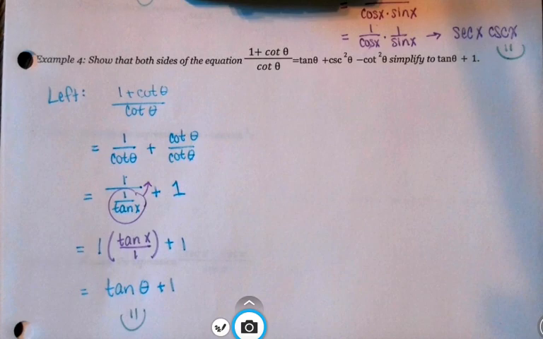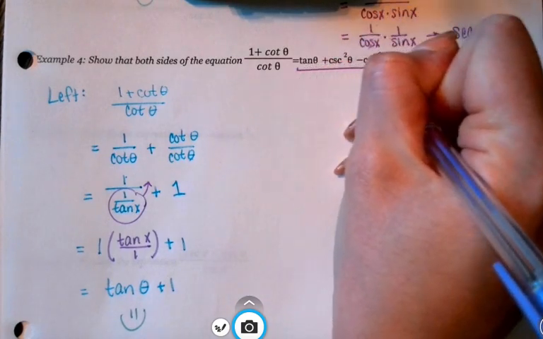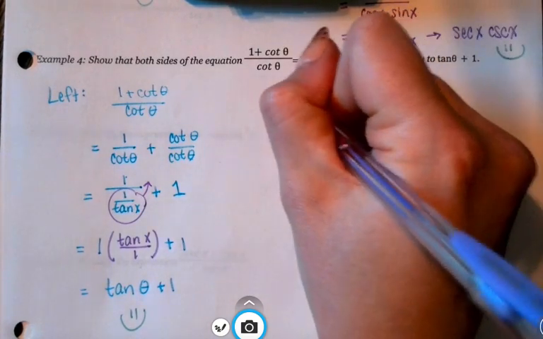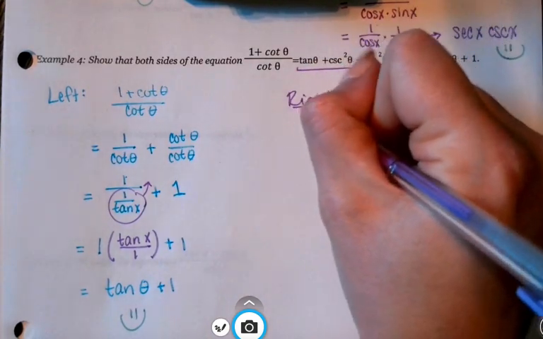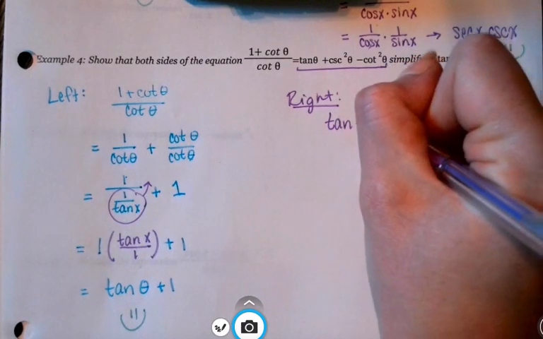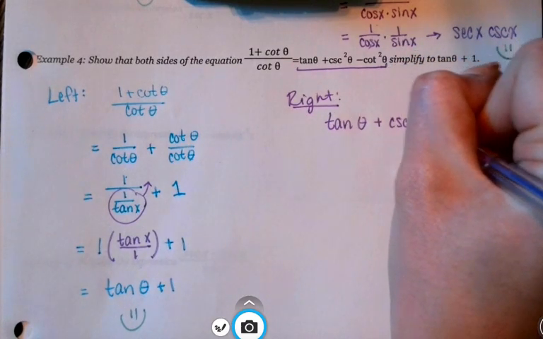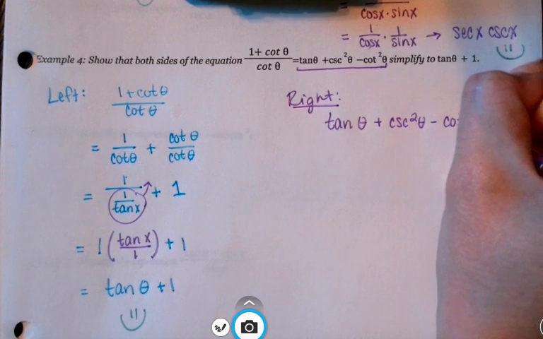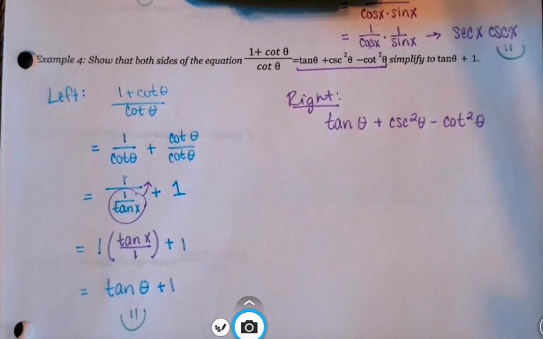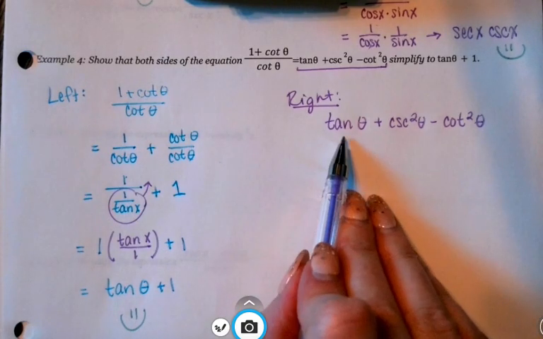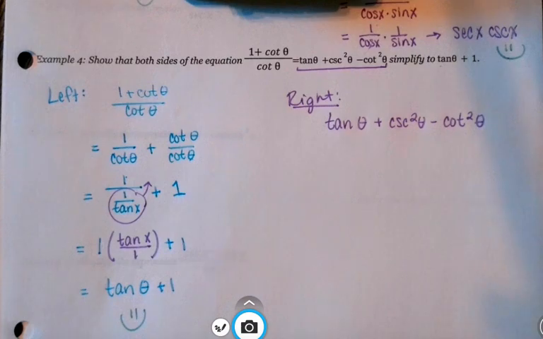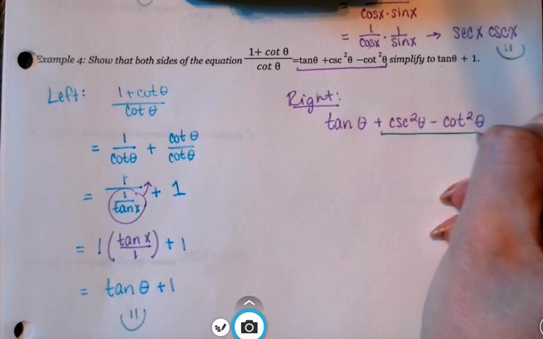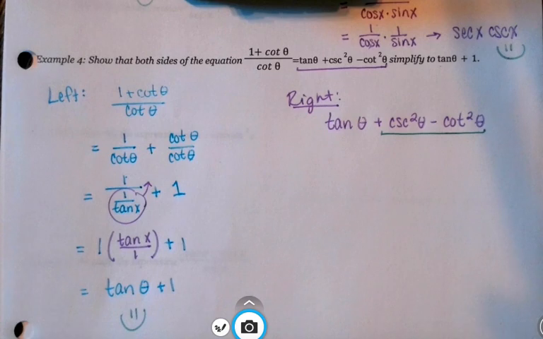So now we're going to look at the right side, and we have this whole thing. Now, I don't want you to be intimidated because it does look intimidating. So I have tangent of theta plus cosecant squared minus cotangent squared. So I do have 3 terms, and since I already have a tangent here, and I know that's part of what I want to get to, I really just want to focus on these cosecant squared minus cotangent squared.